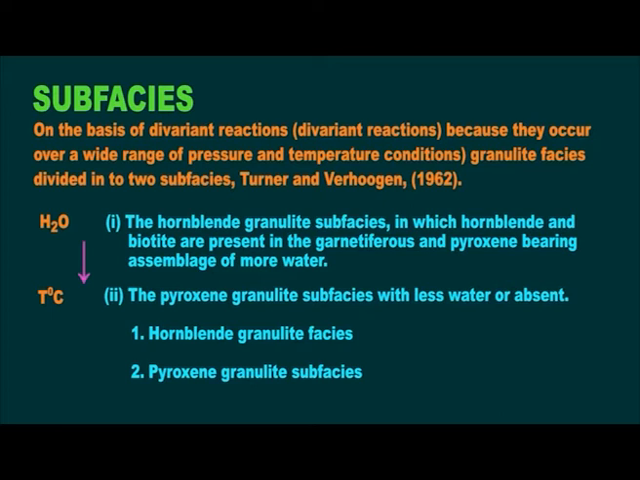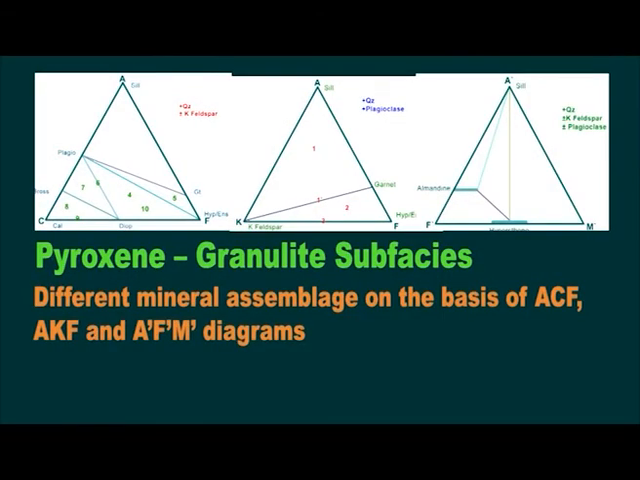The hornblende granulite subfacies, in which hornblende and biotite are present in garnetiferous and pyroxene-bearing assemblages, has more water. When temperature increases, the pyroxene granulite subfacies has less water or is absent of water. First, hornblende granulite facies. Second, pyroxene granulite facies. Pyroxene granulite subfacies shows different mineral assemblages on the basis of ACF, AKF and A-F-M diagrams.